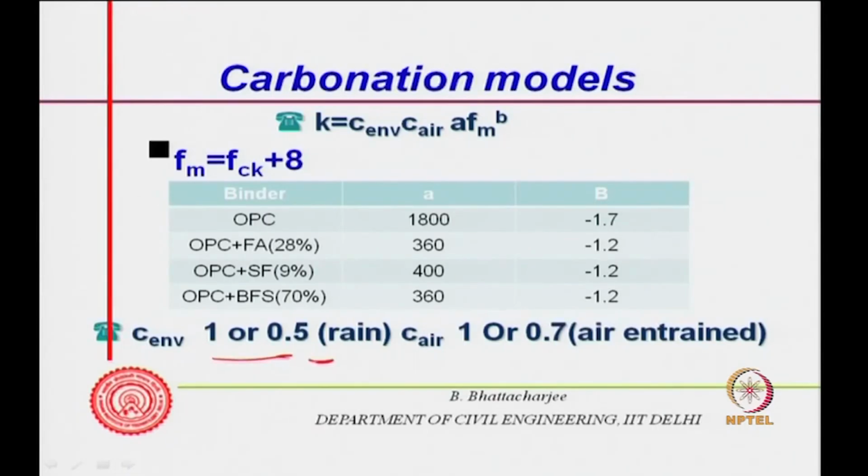C environment is 1 or 0.5, and for air entrained concrete C air is 0.7, otherwise 1. Air entrained concrete is more porous. Environment will depend upon whether it is exposed, because this empirical formula has been developed in Europe. There, if you keep it inside, it is partially moist; outside, if it is continuously wet, the values could be lower. So, this is the continuously wet scenario.